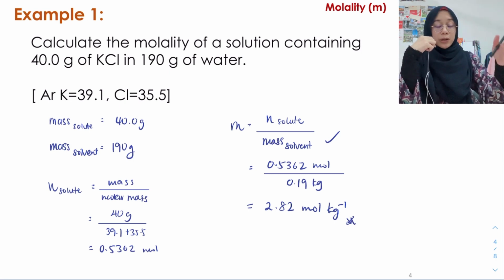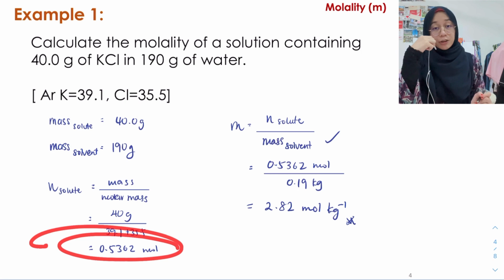However, when you are working out your solution, tengah-tengah calculation tu, make sure you use at least 4 decimal places. Macam yang Miss gunakan untuk kita punya number of mole kat sini, 4 decimal places.